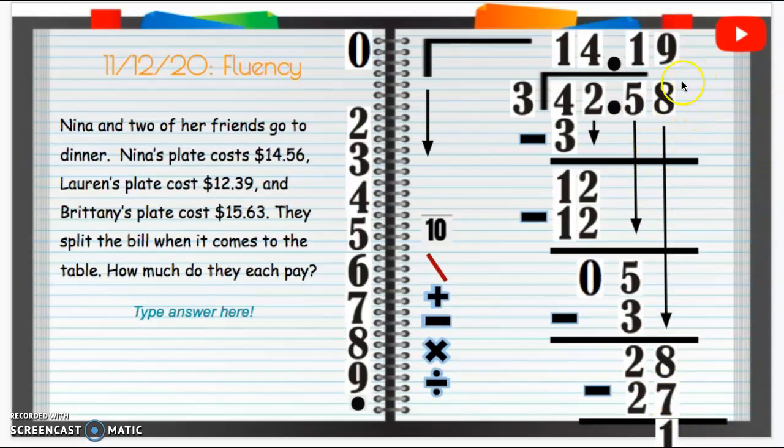So then we have to put another 0 here. But if we put a 0 here, that means we will have another place value. But since we're dealing with money, we can stop at the second decimal. So we can stop at the hundredths place since we're dealing with money. So in this case, each of them are going to pay $14.19 each. And that's our fluency. Great job.